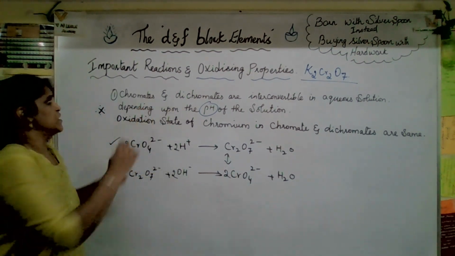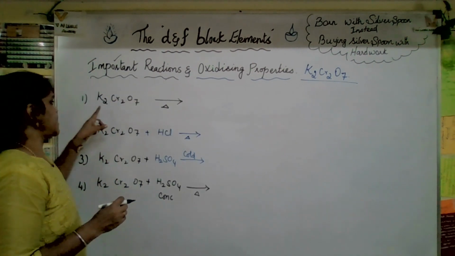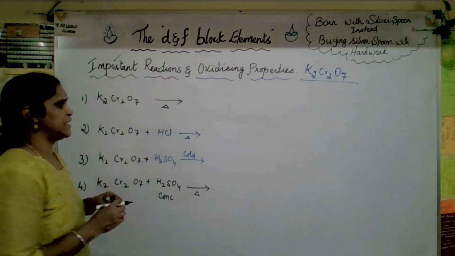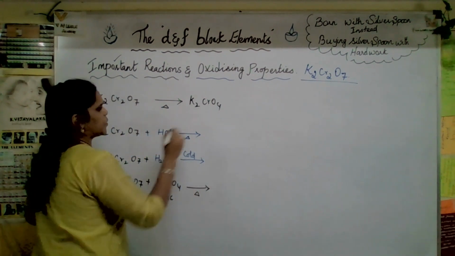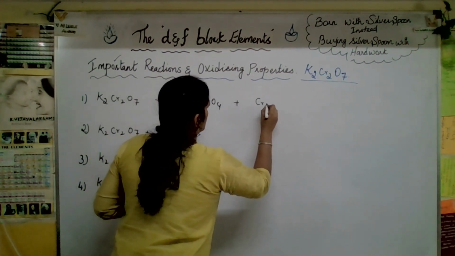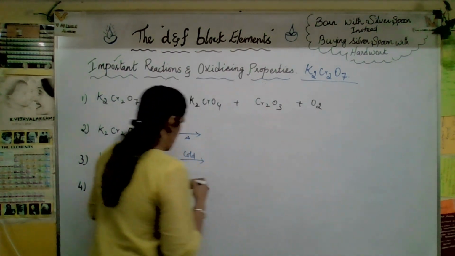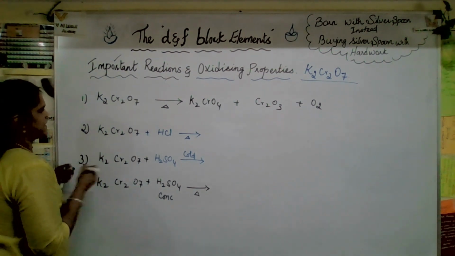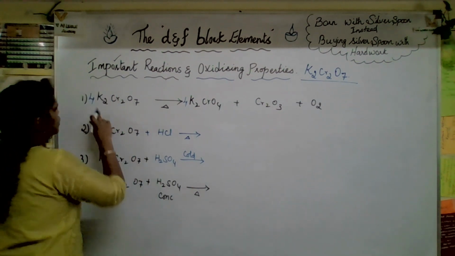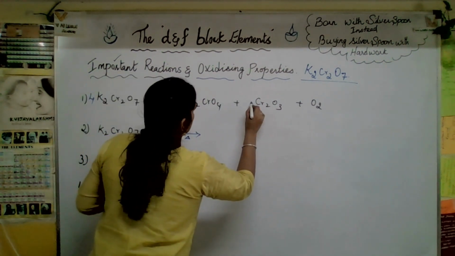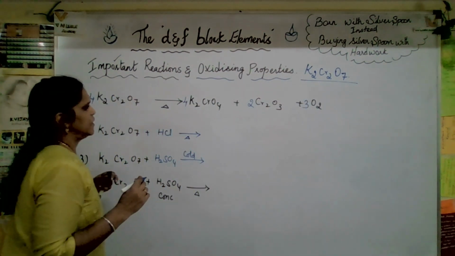Now let us see the important reactions from the board. The first reaction: K2Cr2O7 while heating, what will you get? K2CrO4, potassium chromate, plus Cr2O3, chromium oxide, plus oxygen. Right? Now it's not balancing, so let us balance that. This is 4, so naturally here also you will get 4, and here 2, and the remaining 3 oxygen. Right?